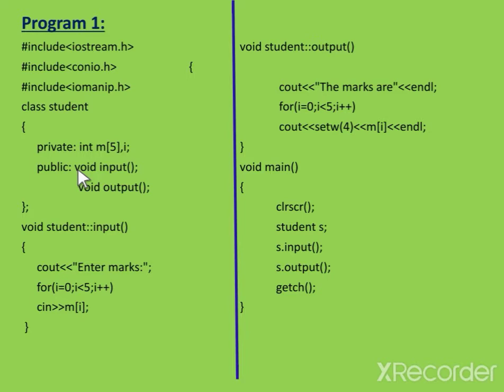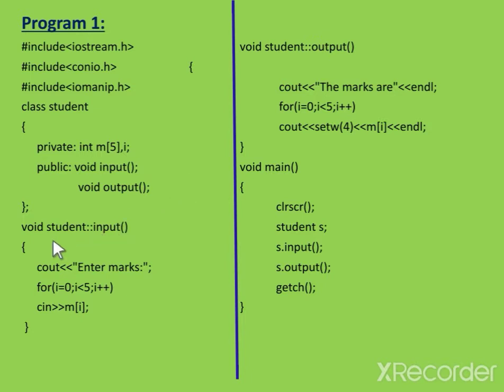In other words, when we write the definitions of these functions, we do not pass these member variables as parameters to the member functions. And these two member functions, input and output, are public to the class. They can be accessed outside the class.